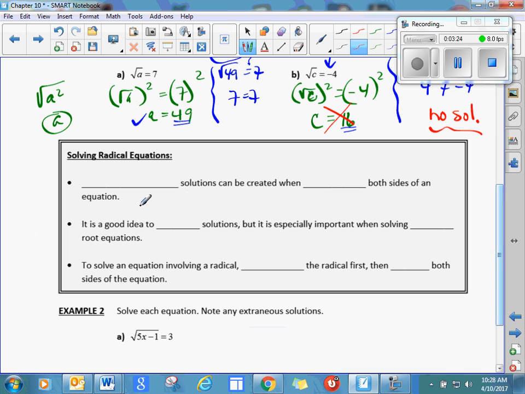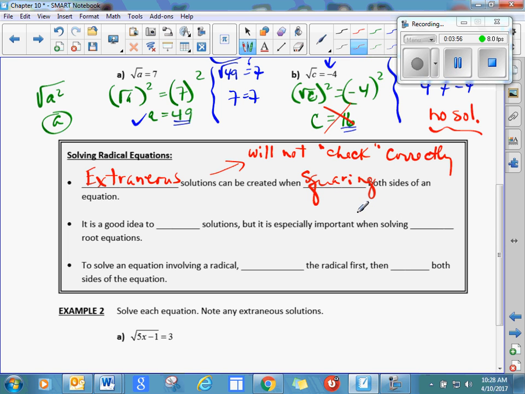Here's some vocab we can fill in right here. These solutions that do not work have a special name. They're called extraneous. Extraneous solutions can be created when squaring both sides. And extraneous solutions, we know if it's extraneous by doing the check. It will not check correctly. It'll solve okay, but the check is where you know whether your solution is extraneous or not.